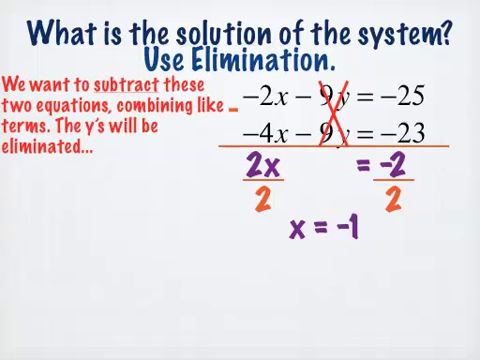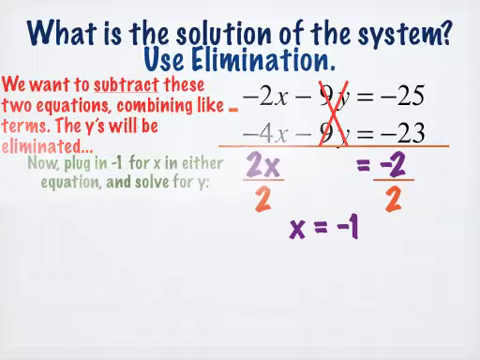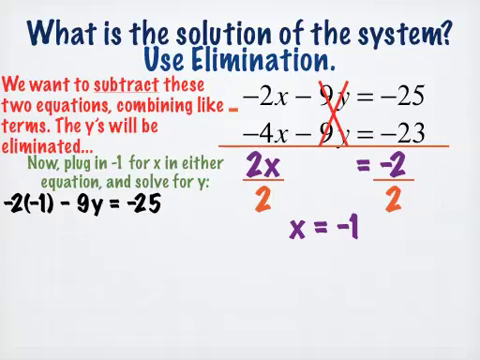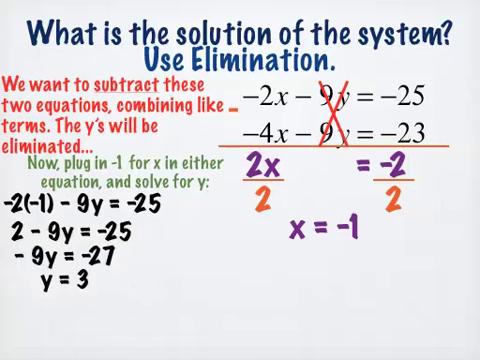Just like with the substitution, I now need to plug in negative 1 for x into either of the equations and solve for y. It doesn't matter which one you choose. I went ahead and chose the first one. There wasn't really one that was easier than the other in this case. So we have negative 2 times negative 1 minus 9y equals negative 25. Negative 2 times negative 1 is a positive 2, minus 9y equals negative 25. We need to subtract 2 from both sides, which leaves me with negative 9y equals negative 27. Divide both sides by negative 9 and you get y equals 3.